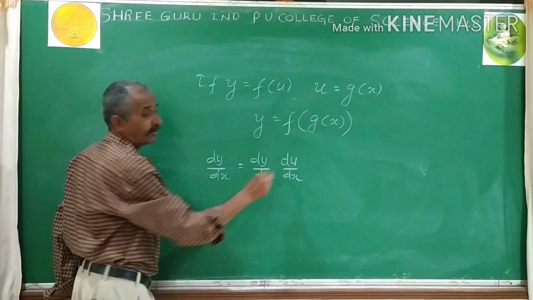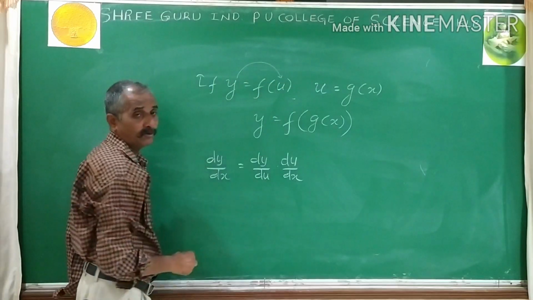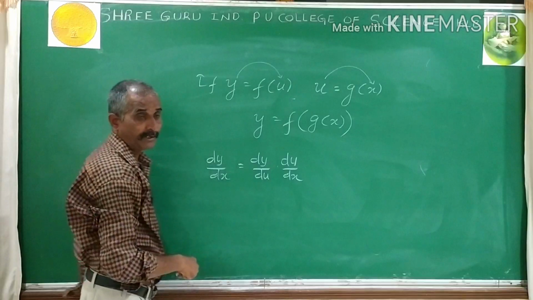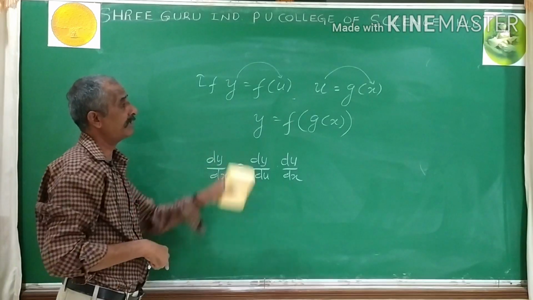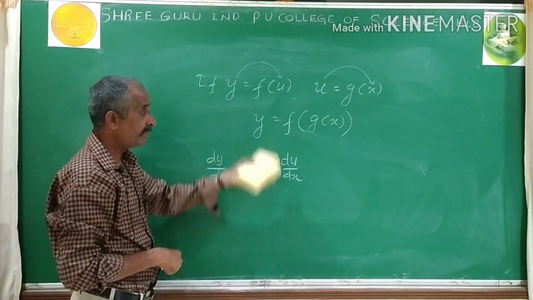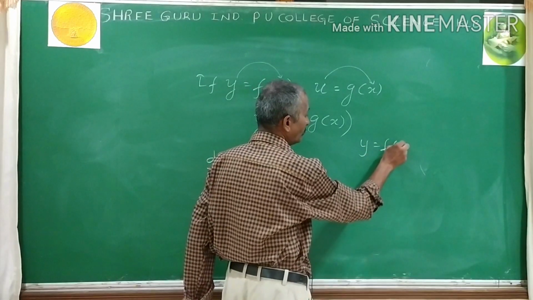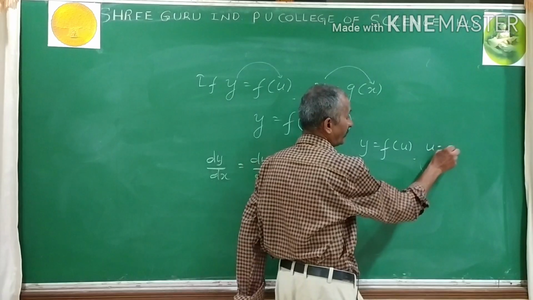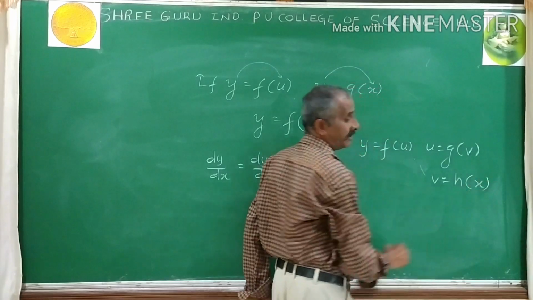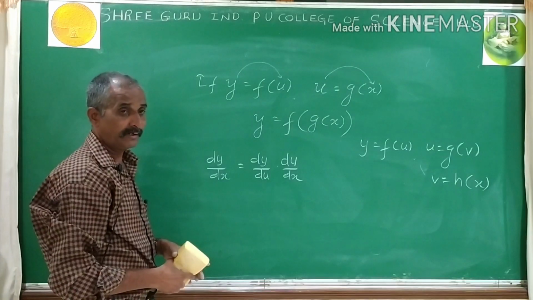That means we have to first get the differentiation of y with respect to u, followed by differentiation of u with respect to x. That will complete the net differentiation of y with respect to x as far as this composite function is concerned. It can be extended. Suppose y is a function of u, u is a function of v, and v is a function of x. Meaning y depends on u, u depends on v, v depends on x.